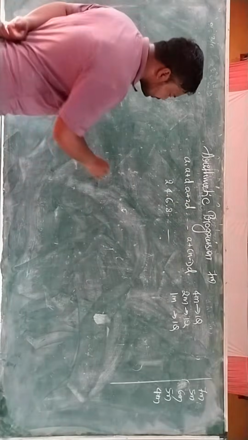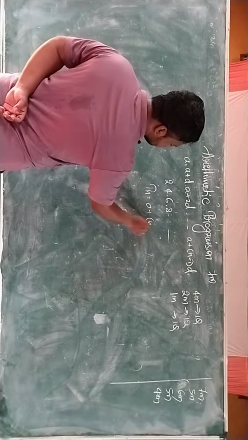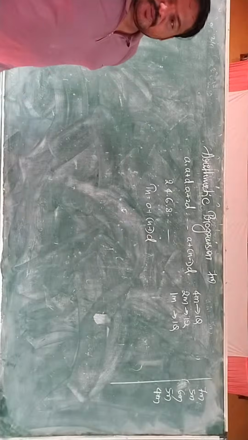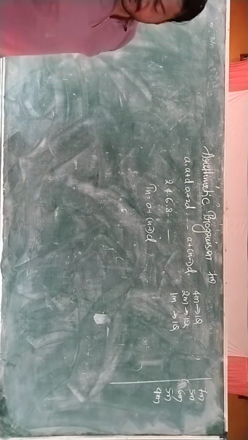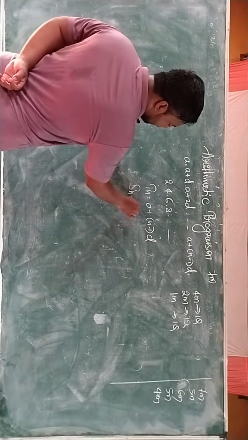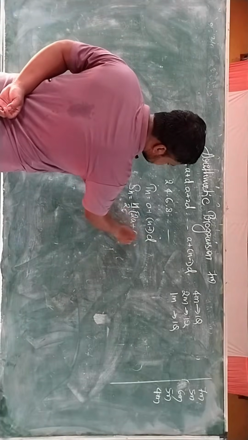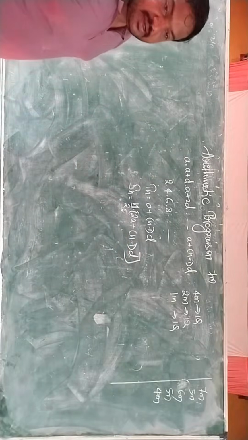How to calculate the nth term? Tn is equal to a plus (n minus 1) into d is the formula to calculate the nth term of an arithmetic progression. Then, the sum of n terms of an AP: Sn is equal to n upon 2 into (2a plus (n minus 1) into d). Sum of first n terms of an AP.